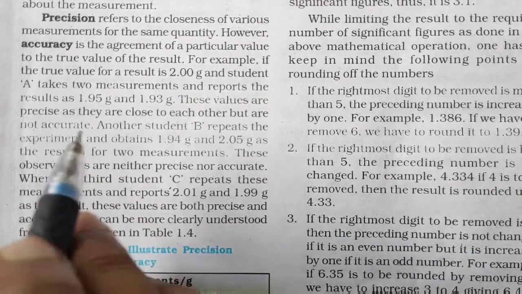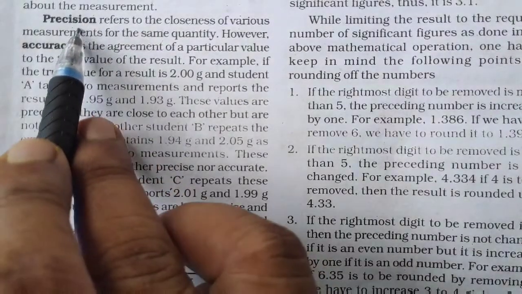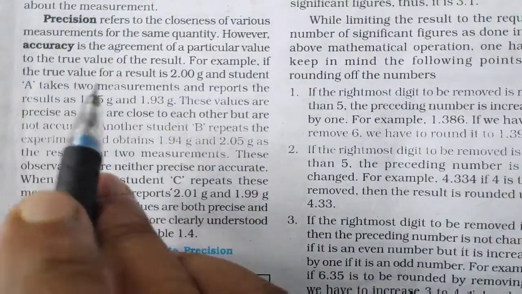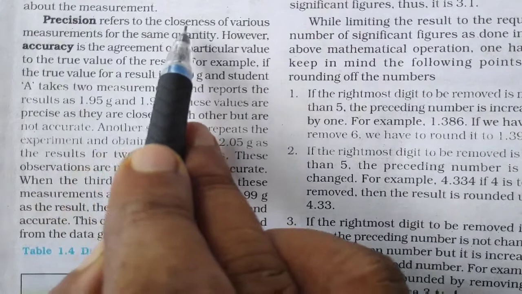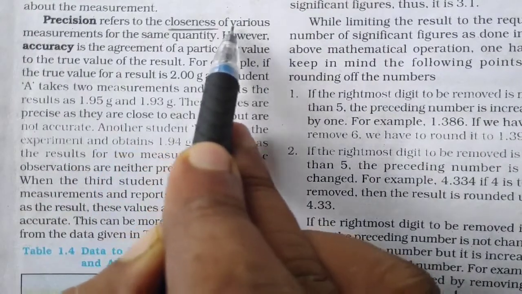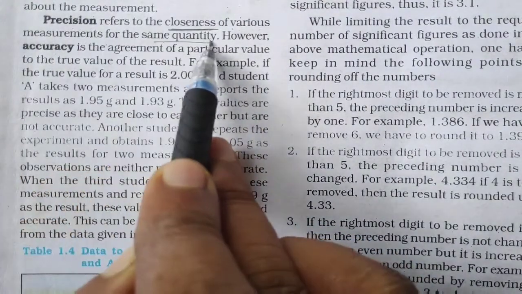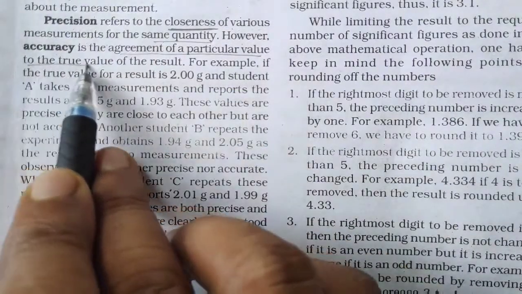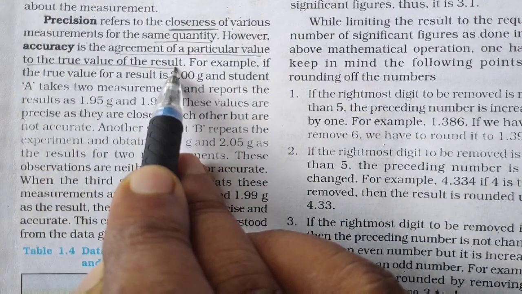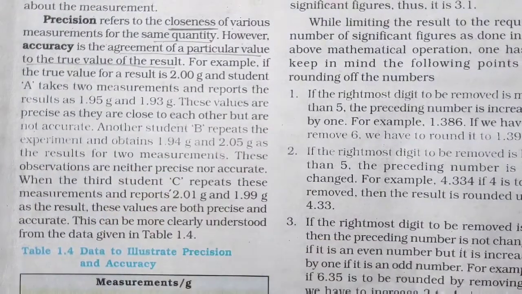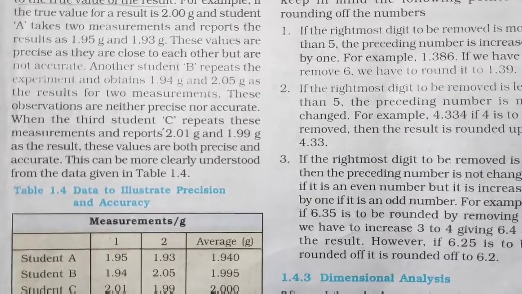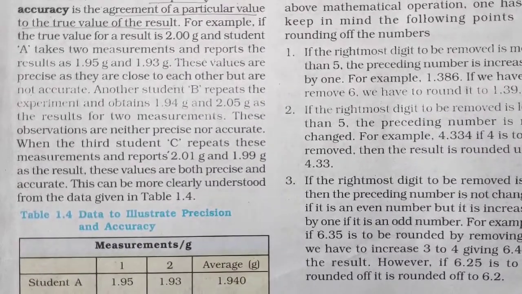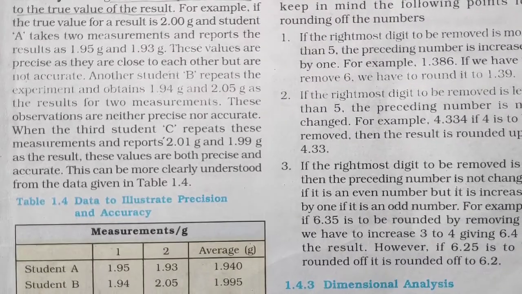Now we are going to discuss precision and accuracy. What is the difference between these two? Precision refers to the closeness. This is very important. Closeness of various measurements for the same quantity. However, accuracy is the agreement of a particular value to the true value of the result. Understood? Now what is the meaning of that? We can understand through an example given in your textbook. You can see here. Understood?